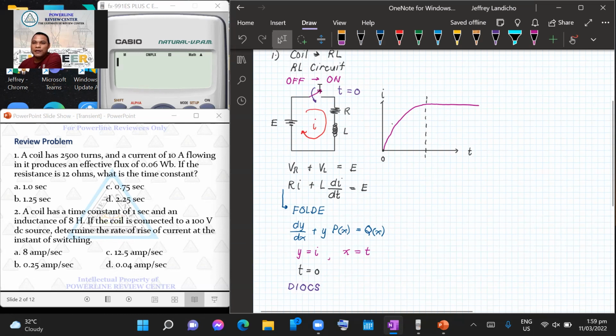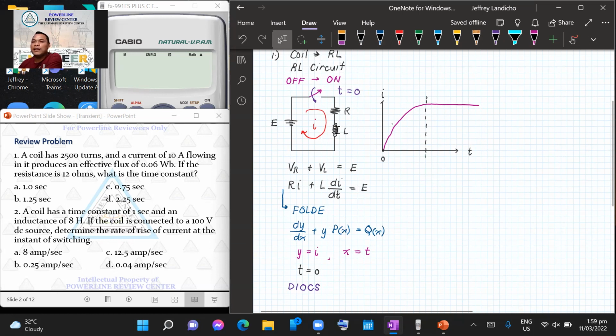So this means that when we switched it on, the behavior of our inductor is that it starts to fully charge, so it is open, virtually open. We know that when it is open, the resistance approaches infinity, so our current there is still zero.